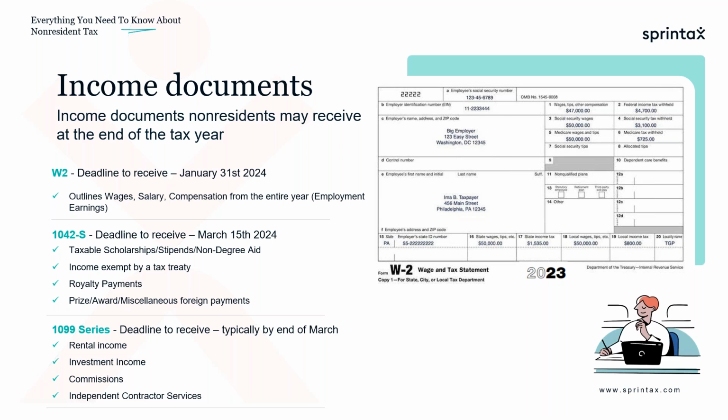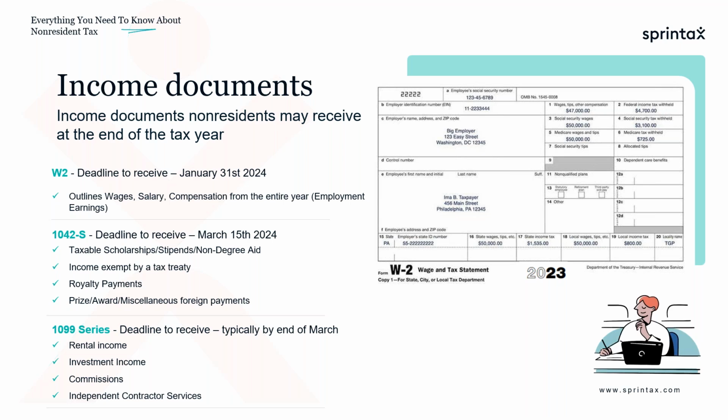The 1042-S can be another common one to report things like maybe taxable scholarships, stipends. If you received tax-exempt income, this would generally be reportable on a 1042-S, maybe prizes, awards, royalty payments, for example. And the deadline to receive a 1042-S, if you're due to receive one, would be by March 15th, 2024.